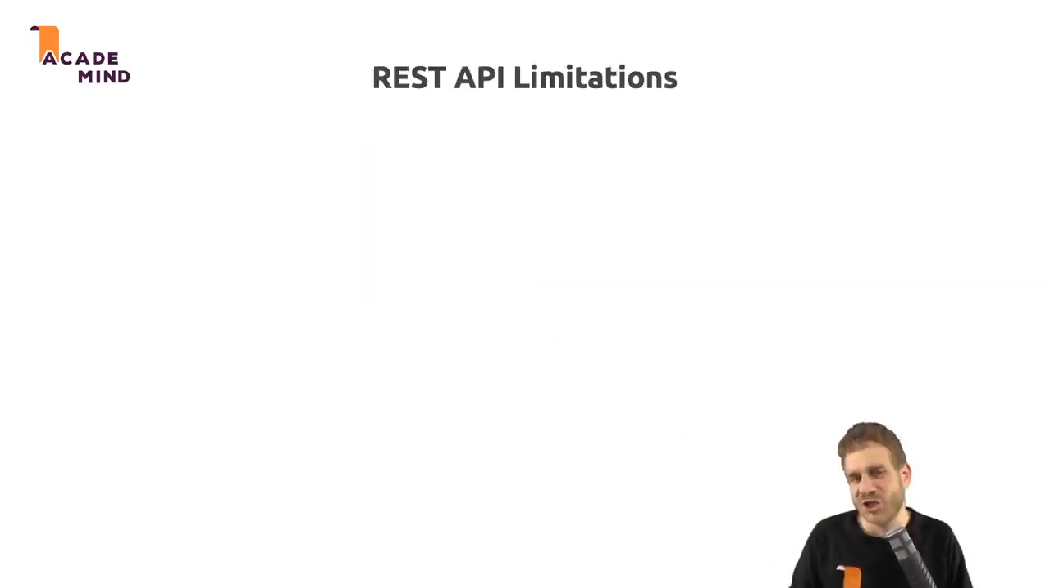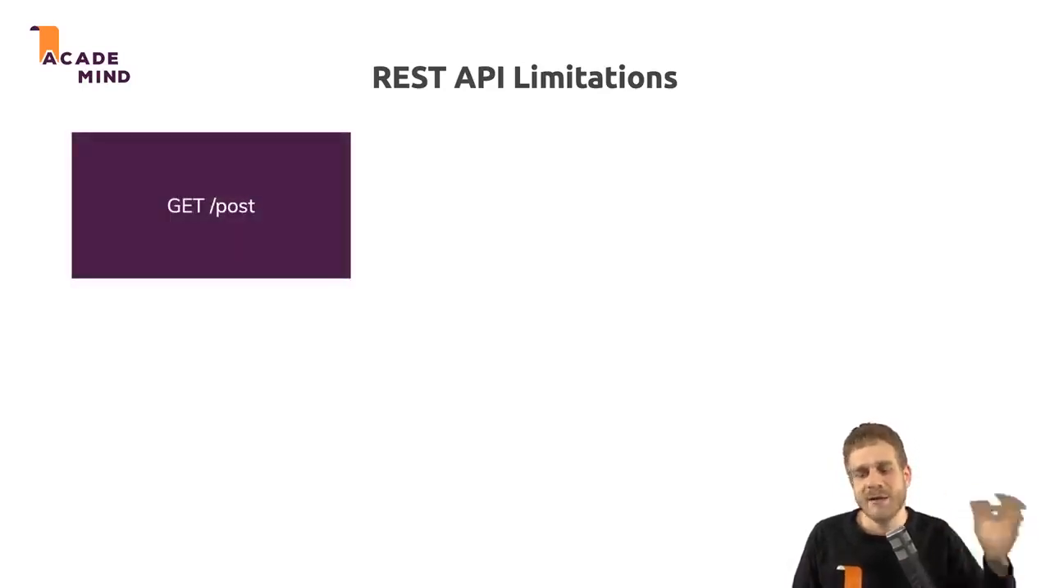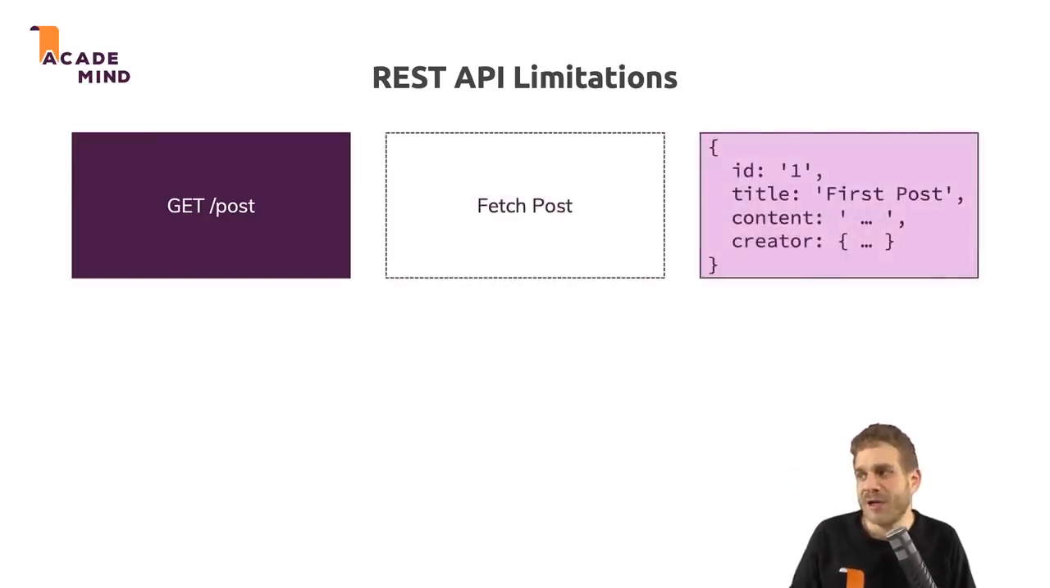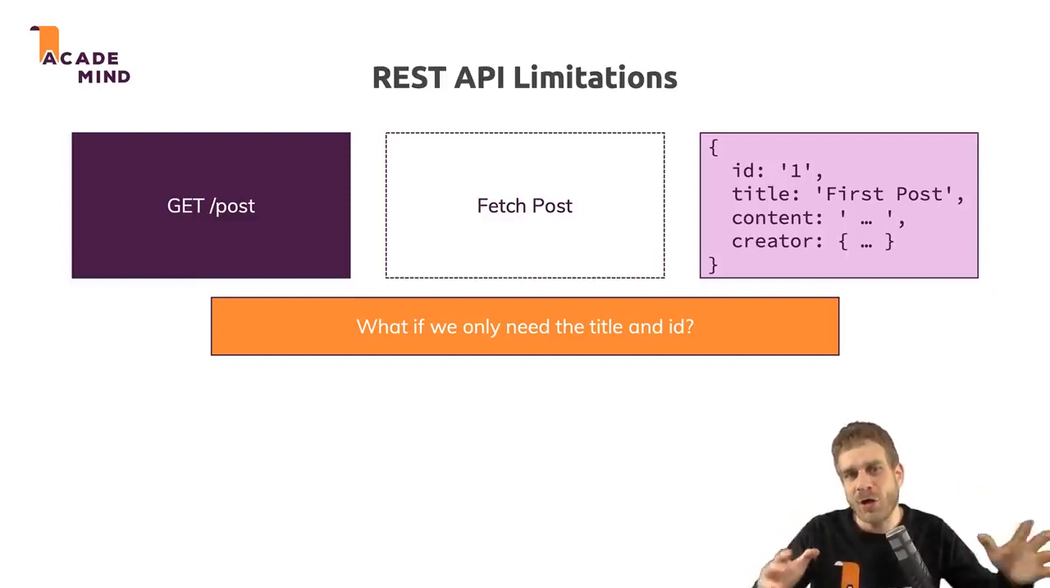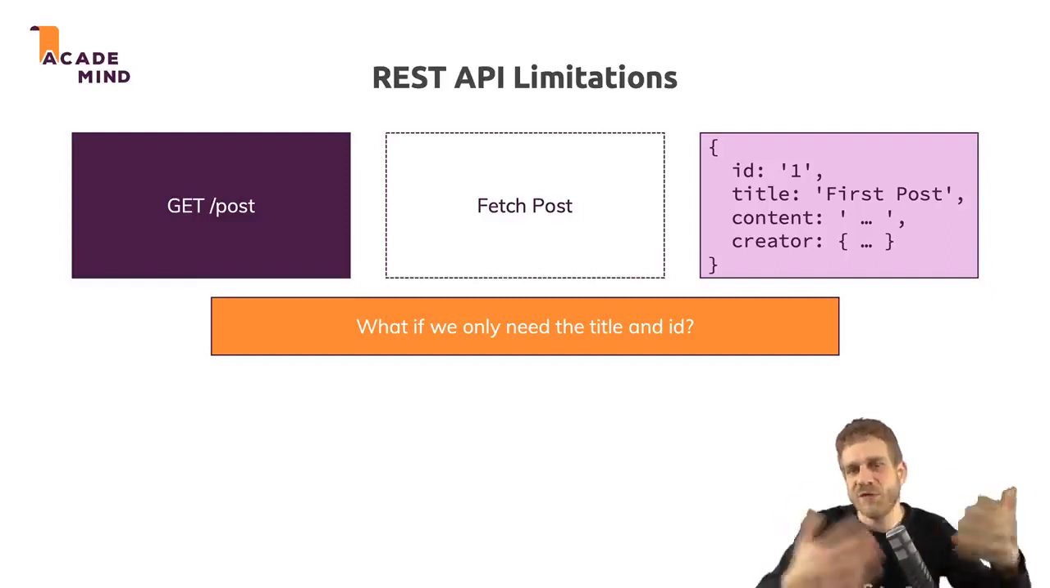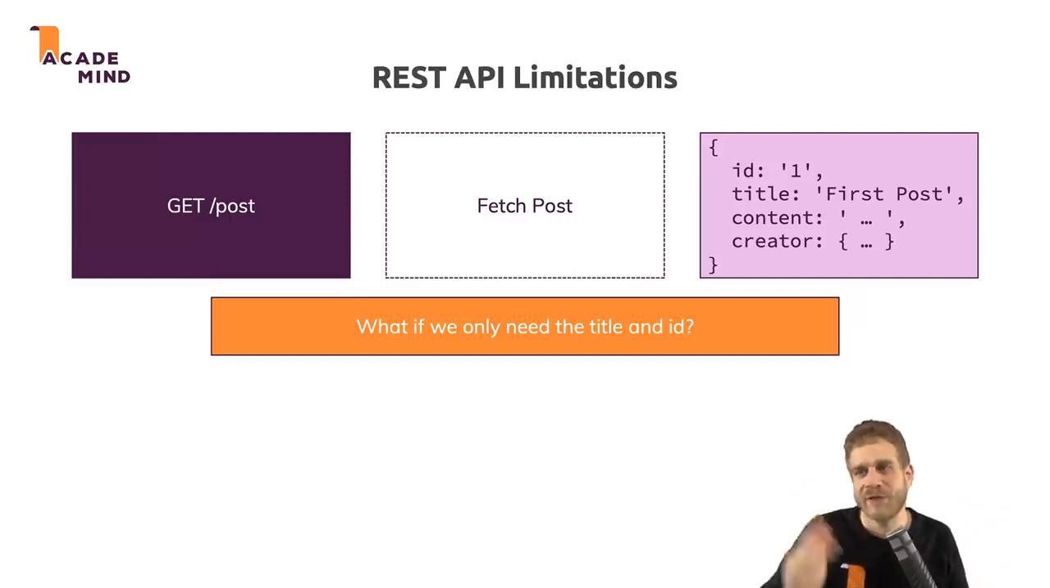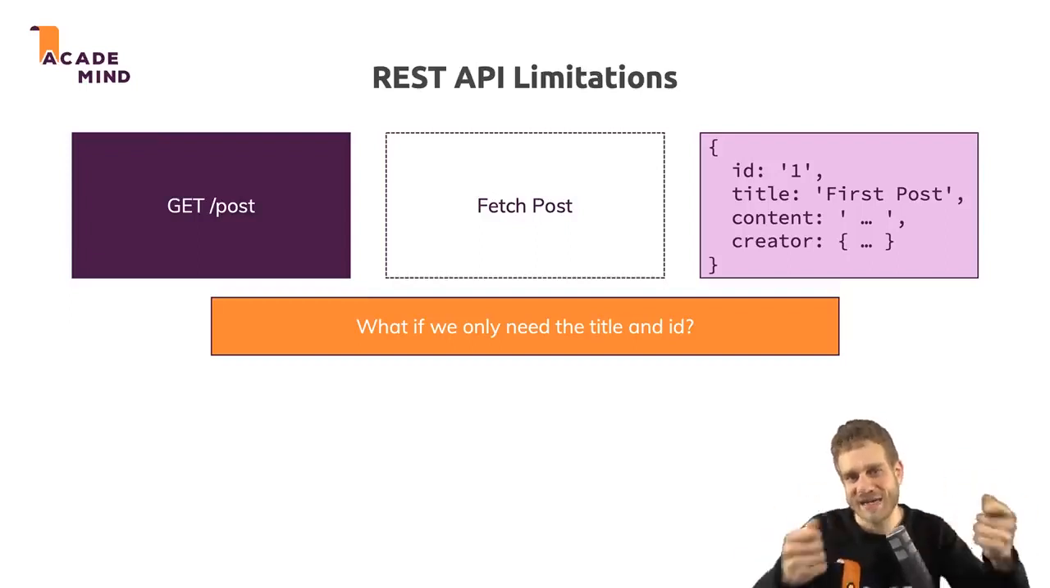Let's have a look at the limitations of a RESTful API. A RESTful API typically works with endpoints like get requests sent to /post. You would typically fetch a post there, and you might return JSON data that looks something like that. Now, what if we only need the ID and title here, though? What if we don't want the content? What if we don't want the creator information? In a REST API, you always send back all the data, if you need it or not. You have an endpoint, get request to that path, and then you get a fixed set of data back as a response.